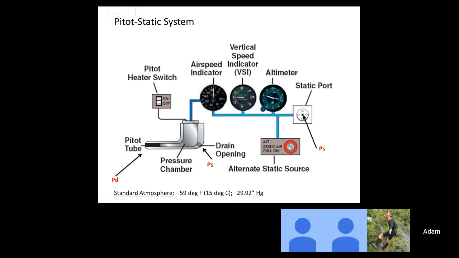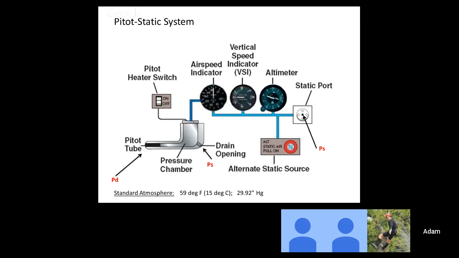Standard atmosphere. When it comes to temperatures and pressures, the FAA and aircraft manufacturers recognize a standard temperature and a standard pressure, which they call standard atmosphere. The temperature is 59 degrees Fahrenheit, and the pressure is 29.92 inches of mercury. So if you had a mercury barometer sitting on your table that was graduated in inches, 29.92 inches is considered standard atmosphere.